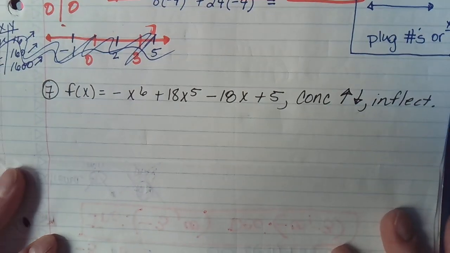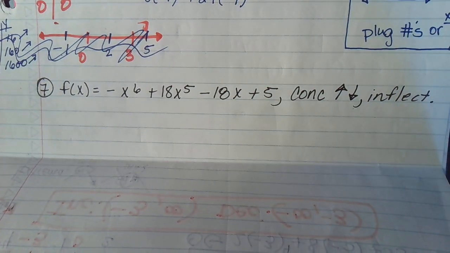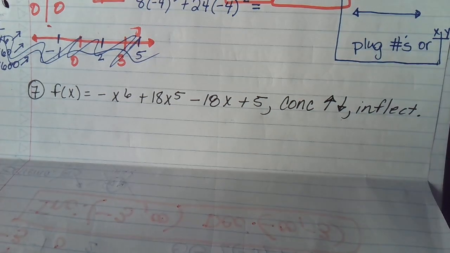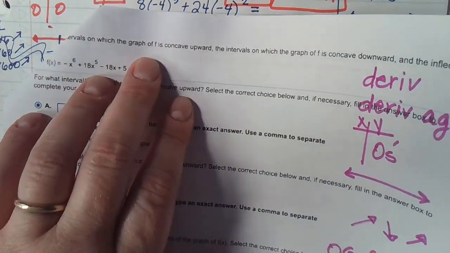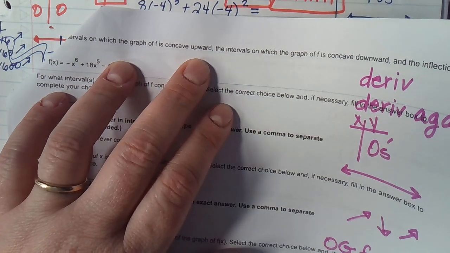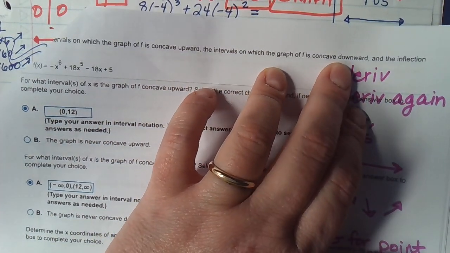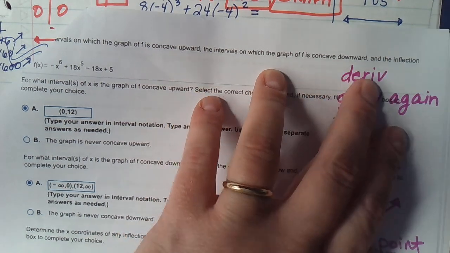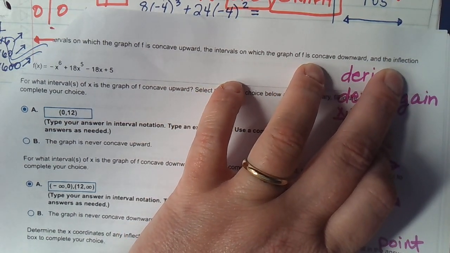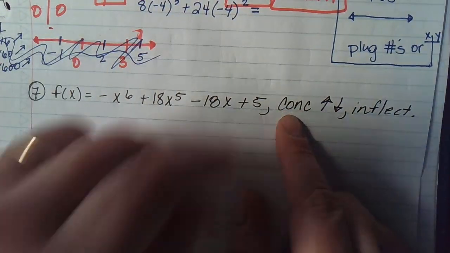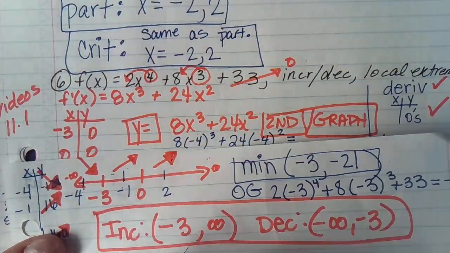Let's look at this number 7. This time it's talking about concavity. Number 7 asks, what intervals on the graph is f concave up? The intervals on which we are concave down, and the inflection points. Okay, so when it says concave up and down, it's different from increasing and decreasing that we did already.